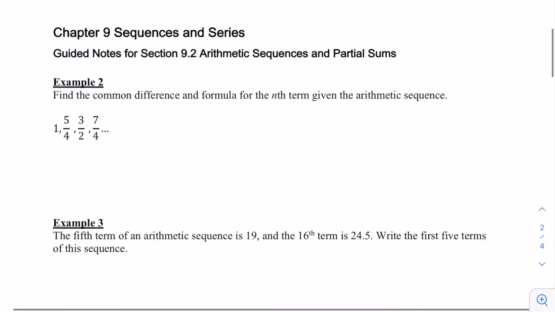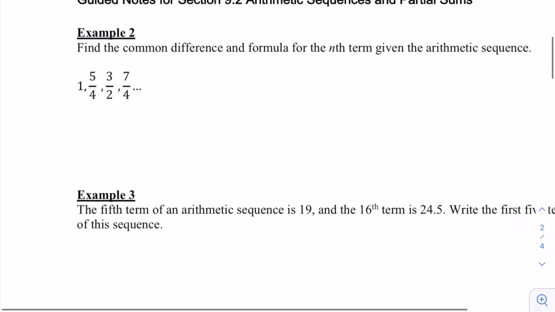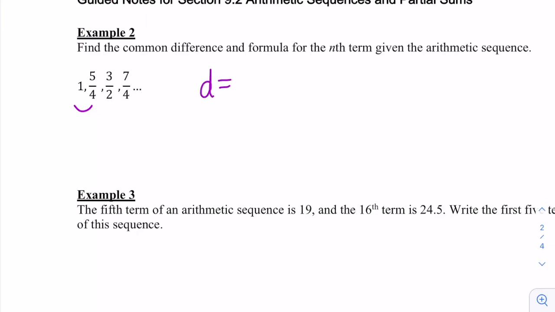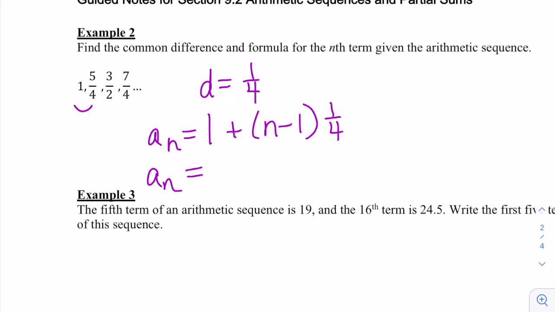Now if we look at the next one, when we're looking for the common difference, we're asking what's the difference between 5/4 and 1, so what do we have to add? Well, we have to add 1/4. That makes sense because if you add 1/4 to 5/4, you get 6/4, which is 3/2, and then you get 7/4. So when we write the formula, a sub n is going to start with 1 plus n minus 1 times 1/4. To simplify that, it's going to be 1/4 n plus 3/4.